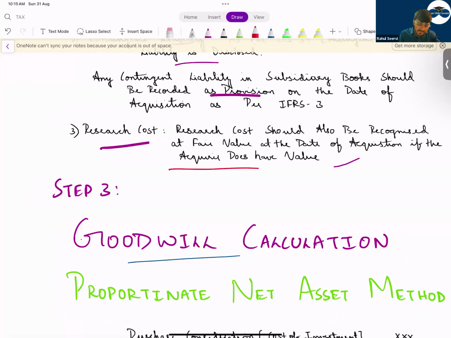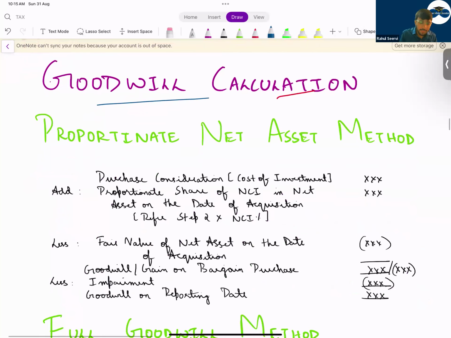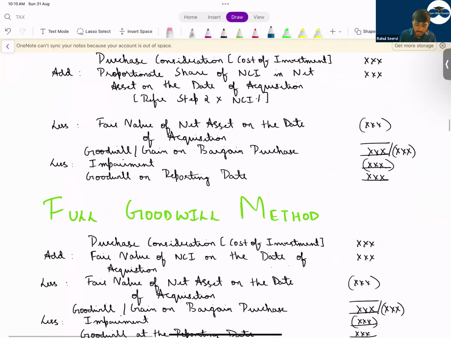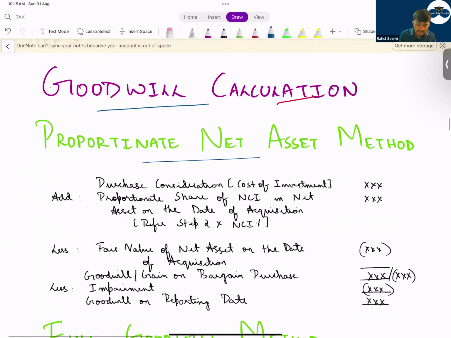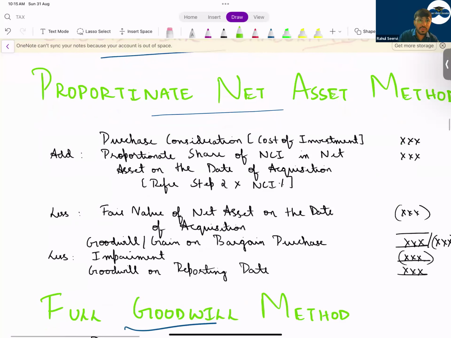Then the next one, step number 3, is the goodwill calculation, a very important thing. So in goodwill calculation, there are two methods: proportionate net asset method and full goodwill method. So proportionate net asset method means, sir, the goodwill which we calculate will only belong to parent. A lot of times a theory question comes regarding this. Explain the difference. If this question comes, you are very lucky. A lot of times the question comes how goodwill is calculated. The question will say discuss how goodwill is calculated. You need not do the calculation. If numbers are not given, then just write this down in story form.